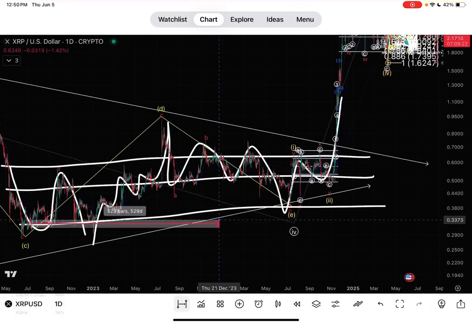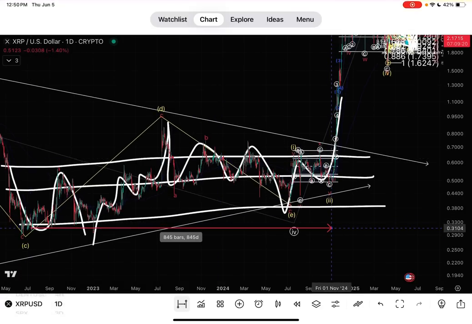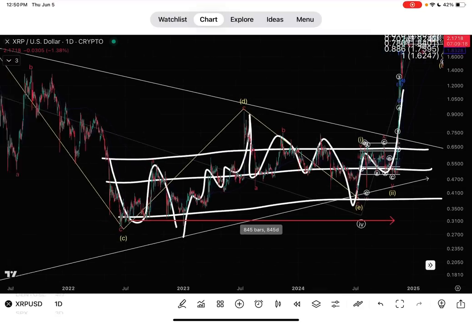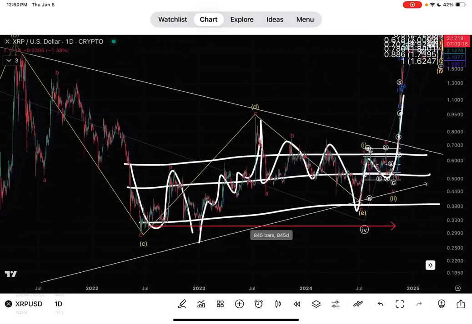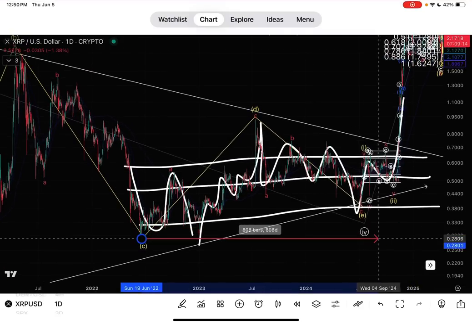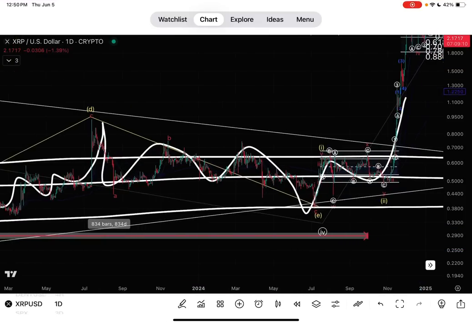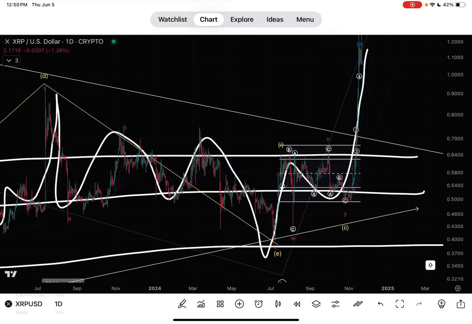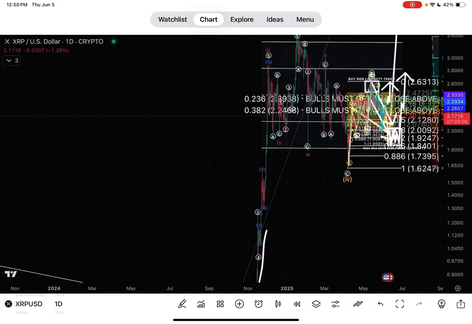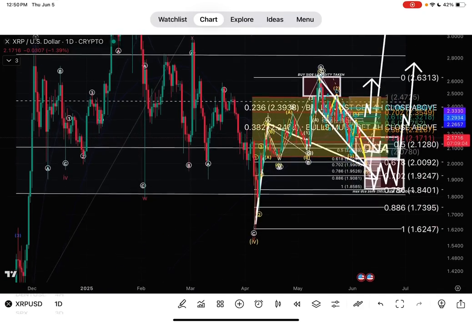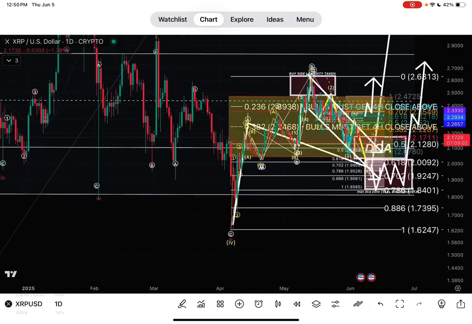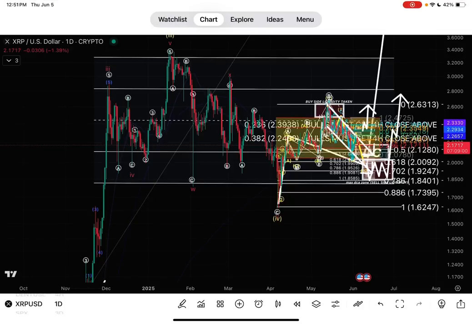And now that we're over here, like when we were over here within this Wyckoff range, which we were in for over 800 days, it seemed like XRP would never break above 50 cent or a buck. But now that we're over here, it seems like the sentiment is that we're in a bear market. You see what I'm saying?